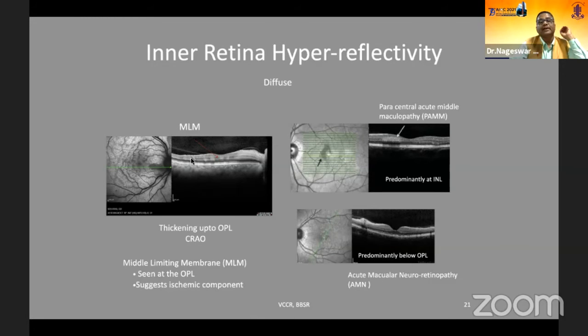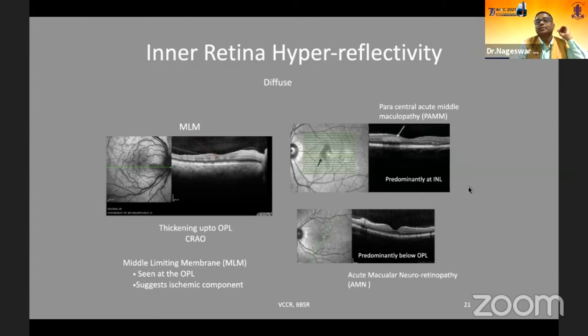So there will be a continuous membrane-like structure you will find close to the outer plexiform layer. That is called the middle limiting membrane, which is diagnostic of acute CRAO on OCT. And sometimes in the spectrum of white dot syndrome, you will find so many things have come in, because these cases, ideally, we are not able to pick up or define. Now with OCT, you are defining all this depending on which layer is affected.